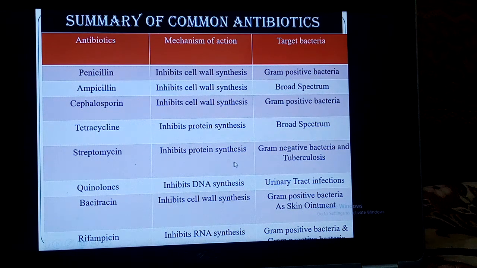Now look here, bacitracin. This is also another group of antibiotics. It inhibits cell wall synthesis. These are called cell wall inhibitors, and they are active against gram-positive bacteria. They are also available in the form of ointment. This drug is also available topically.